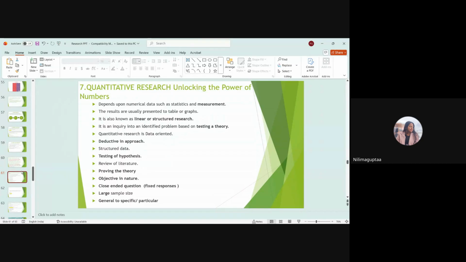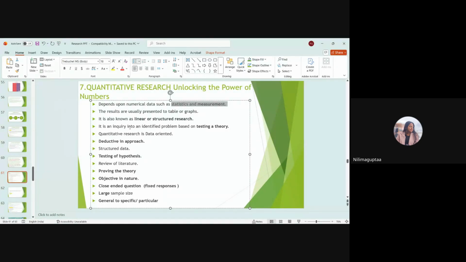So whenever I'm talking about quantitative, it is unlocking the power of numbers. It is about statistics and measurement. It's all about numbers. The results will have tables, graphs, and other things. It will also have a linear or structured research. When I talk about quantitative research, it has numbers, and everything has been defined: steps, procedures, everything. In this quantitative research, you can say positivism is part of it.